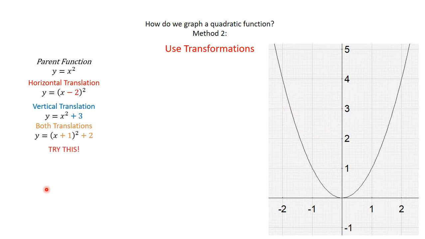So try this one really quick. It should not take very long. Y equals x minus 2 squared minus 1. So go ahead, pause this, graph it really quick, see where it should be in your sketch.